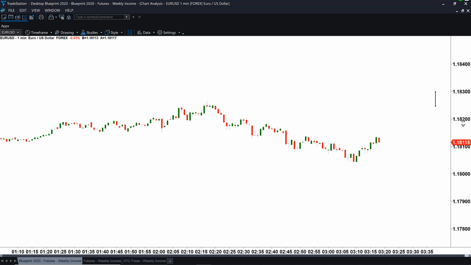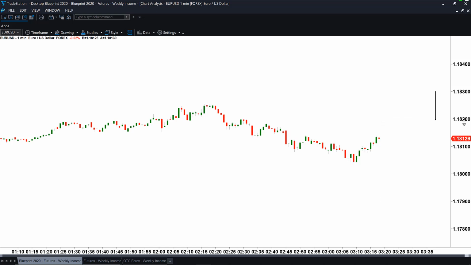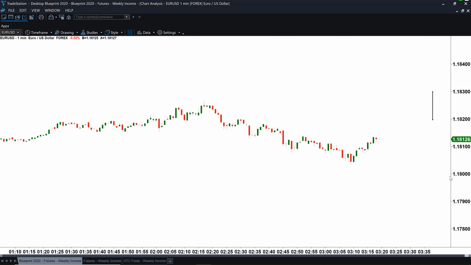Why? Because the third decimal represents 10 pips. So every move in the third decimal is 10 pips. So 10 pips up, 20 pips up, or from 1.1810 down to 1.18, again 10 pips down, 20 pips down, 30 pips down, and so on and so forth.